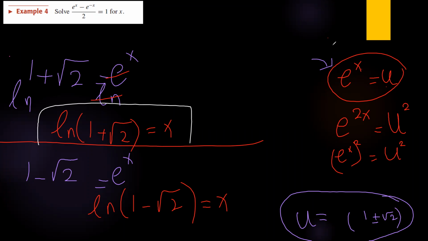Teacher, can they both be correct? Let's see. I think the first one is the correct one, because square root of 2 is about 1.4, so 1 minus square root of 2 is negative. There's no ln for negative numbers, the same as there's no square root for negative numbers. So here, the solution will be ln of 1 plus square root of 2.